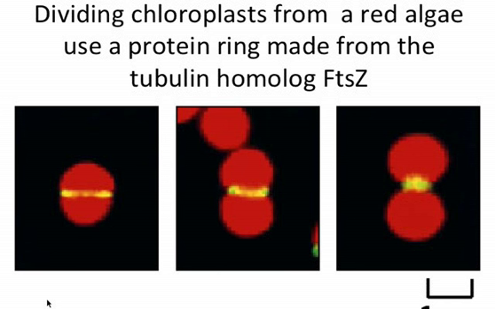And here's another one, dividing of chloroplasts from a red algae using a protein ring made from FtsZ also. And so you can see here it's stained yellow, and it's pinching and separating.